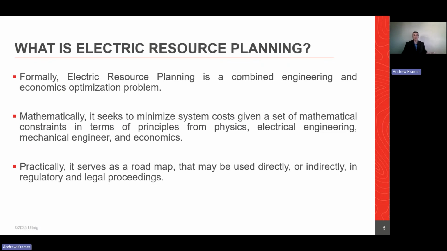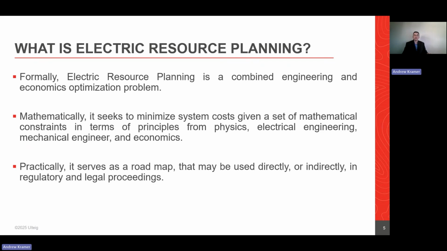Formally, electric resource planning is a combined engineering and economics optimization problem. That's a lot to digest there. What does that actually mean? It's okay if you don't understand all of this. We're going to explain it later. Mathematically, it seeks to minimize system costs given a set of mathematical constraints in terms of principles from physics, electrical engineering, mechanical engineering, and economics. So a lot goes into that.